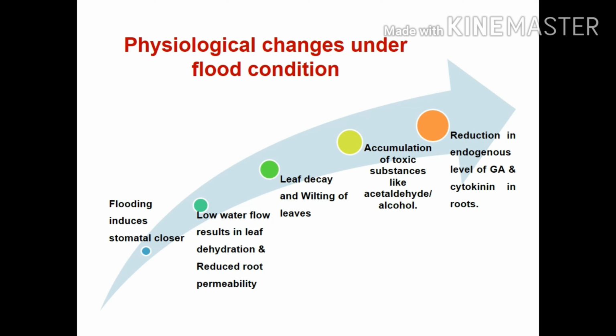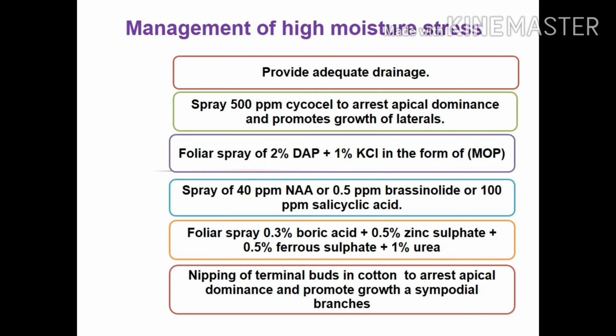The leaf decay and wilting of leaves, and there is an accumulation of toxic substances like acetaldehyde and alcohol, and finally the reduction in the endogenous level of GA, gibberellic acid, and cytokinin in roots. For the management of high moisture stress, the following measures are advocated.